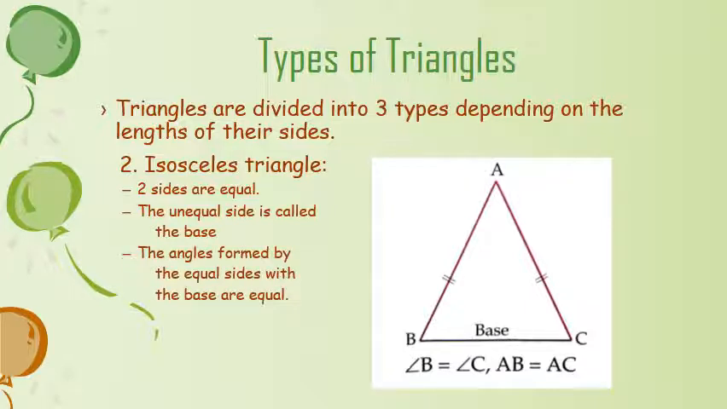The angles formed by the equal sides with the base are equal. That is, angle B is equal to angle C, right? Because angle B and angle C are formed by the equal sides AB and AC with the base BC, and that is why these two angles are equal. Angle ABC, or simply angle B, and angle ACB, or simply angle C, both are equal.